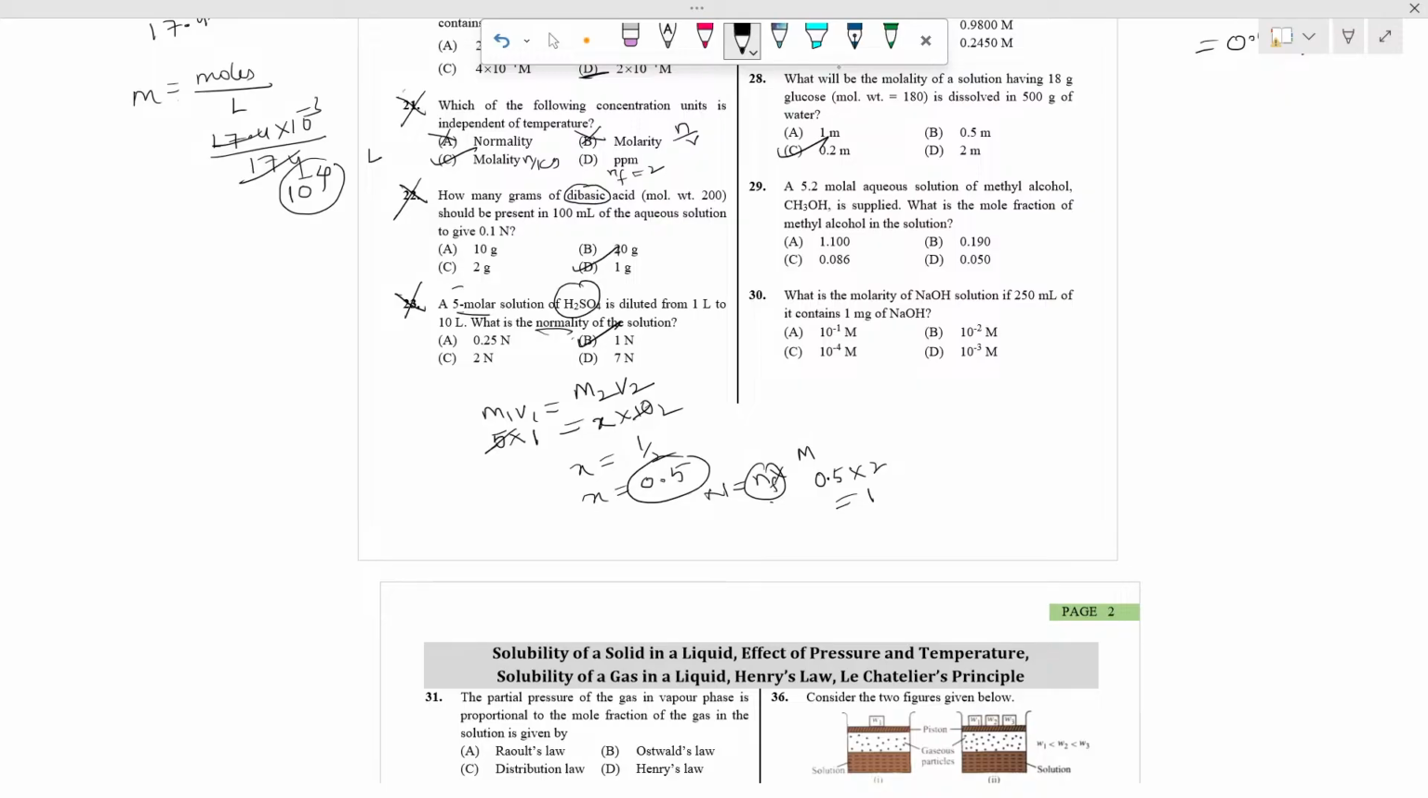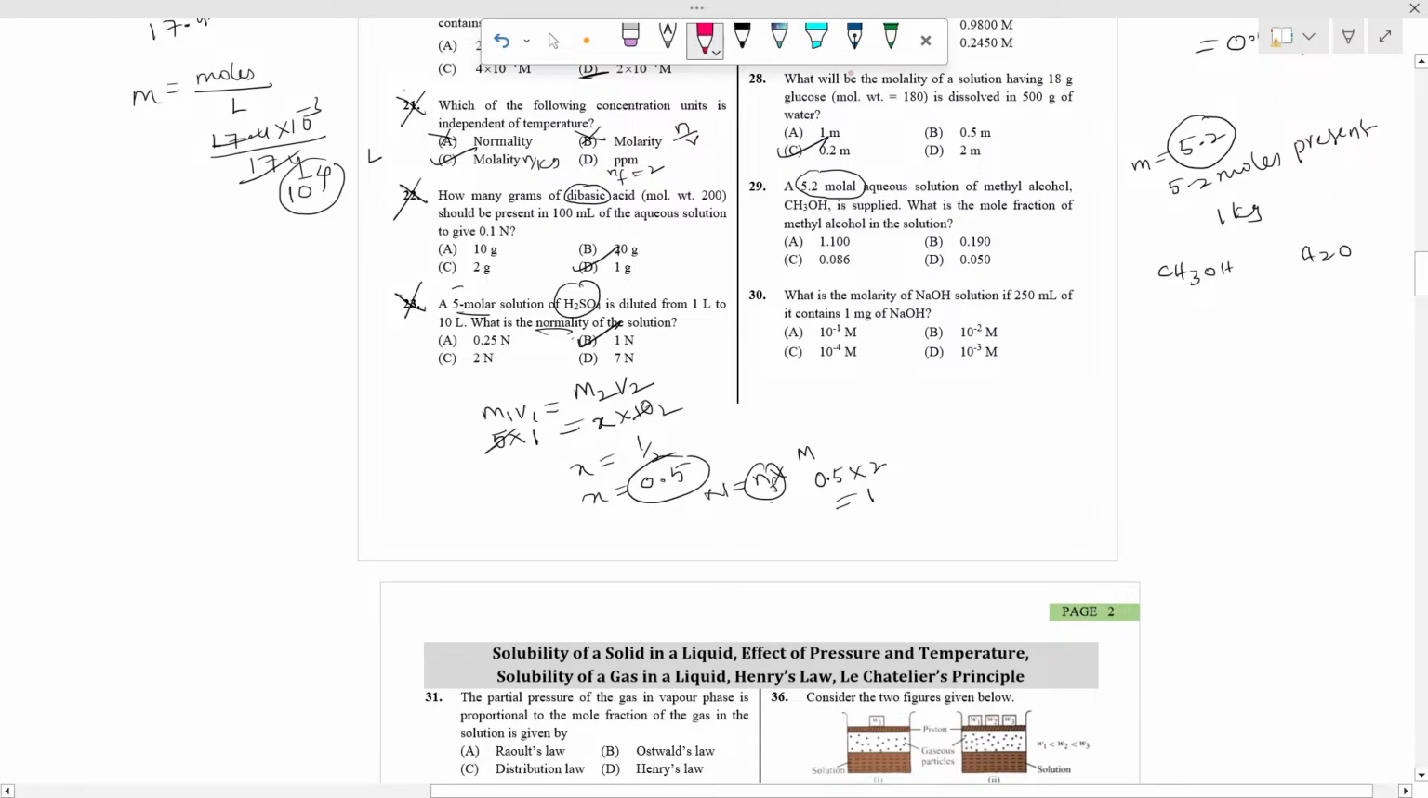So 5.2 molal. What does it mean? 5.2 molal means molality is 5.2. Otherwise you can read it like this: 5.2 moles present in how many kg of solvent? 1 kg of solvent. So you take here CH3OH as well as water.